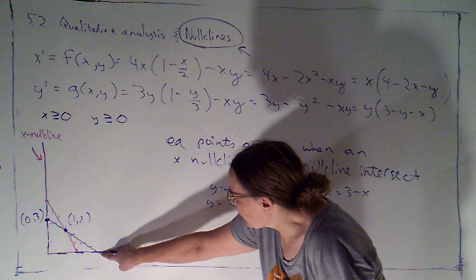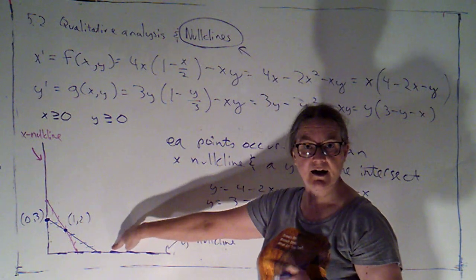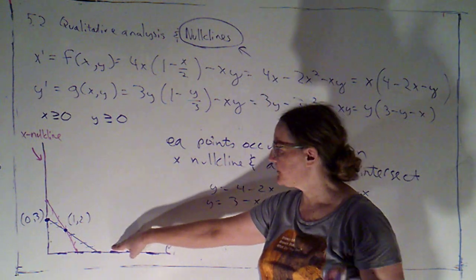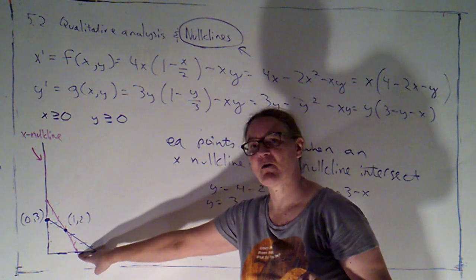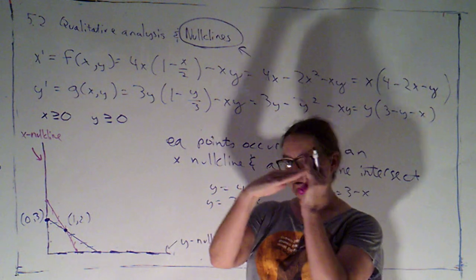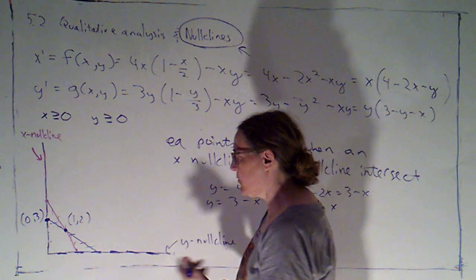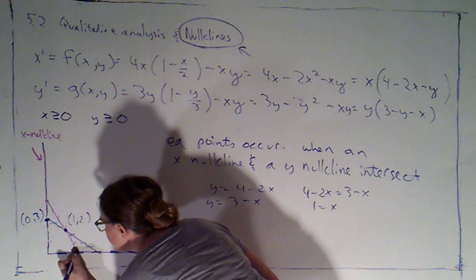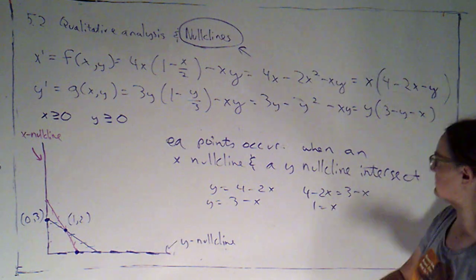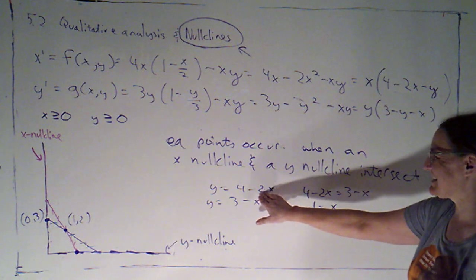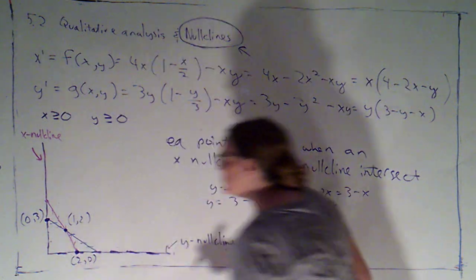Now, if I look at this point, this is a y-nullcline intersecting another y-nullcline. That's not an equilibrium point. If I look at this point, I've got an x-nullcline intersecting a y-nullcline. And having those little vertical and horizontal tick marks is really helpful, because I can see I've got one of each at this point. So this is an equilibrium solution, and it's where this line, which was 4 minus 2x, hits the x-axis. So that's going to be when x is 2. So that's the point 2, 0.